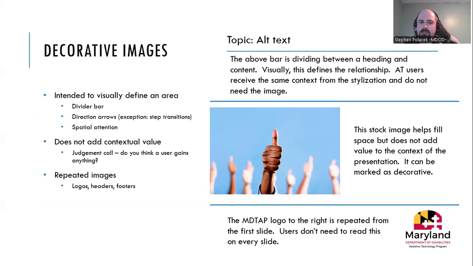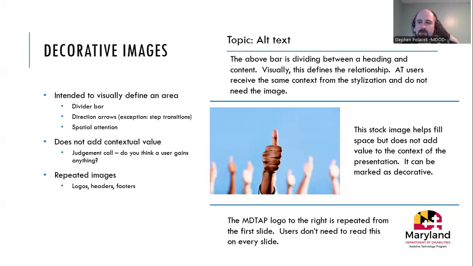One caveat to directional arrows is step transitions. If you're doing something like a flow chart, in some cases it still might be useful to add a description there and say step 1 to step 2, especially if your flow chart is broken up into several parts, in which case you might want to give people a way to identify which way they're going. But most decorative images don't add contextual value. And this is where you need to make a judgment call of what this is doing, and whether a user gains anything from it.